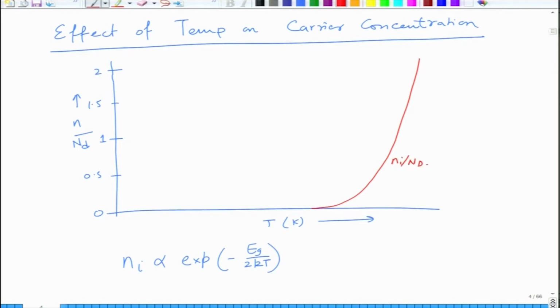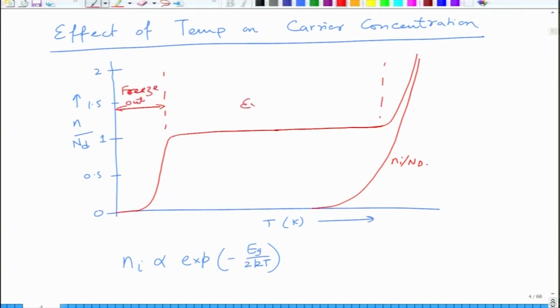Now for the same thing, if you plot for an extrinsic semiconductor, then initially the carrier concentration is very low or almost equal to 0, then it keeps increasing and then it flattens out at some temperature, and then it starts following this intrinsic behavior. So there are three regions in which carrier concentration in a semiconductor changes. The first region is called the freeze out region, and this is called the extrinsic region, and this is called the intrinsic region, okay.